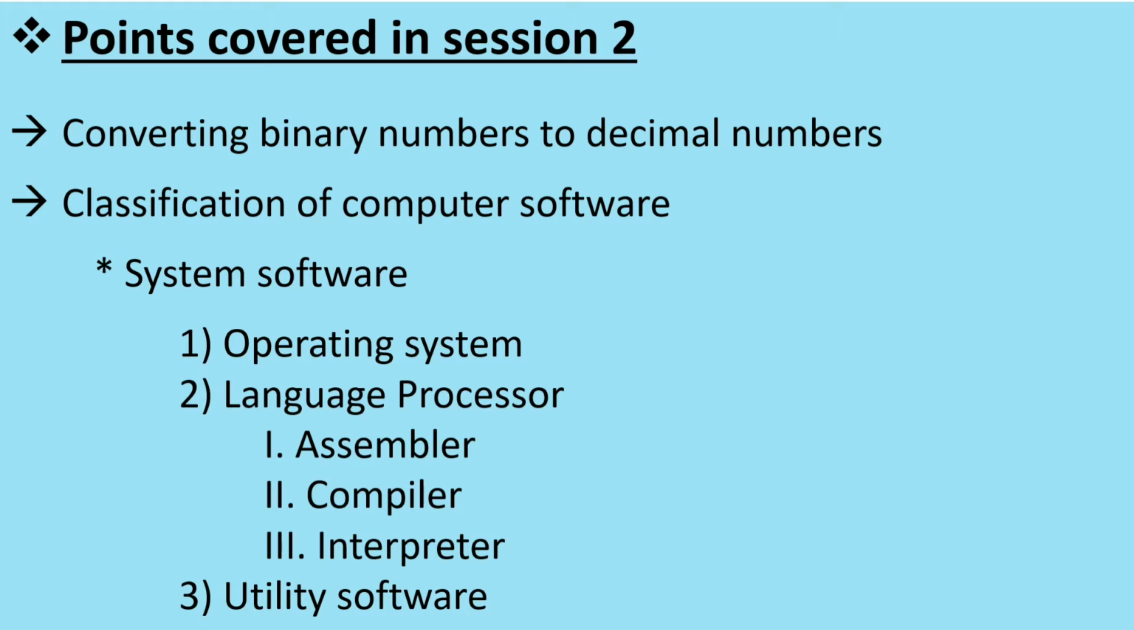Second point, classification of computer software. In that, two parts were there, system software and application software. System software we have seen in detail. Three parts of system software: operating system, language processor, and utility software. In language processor, we have seen three parts: assembler, compiler, and interpreter.